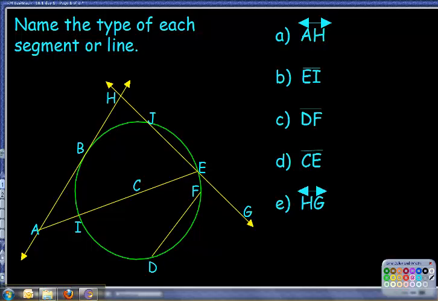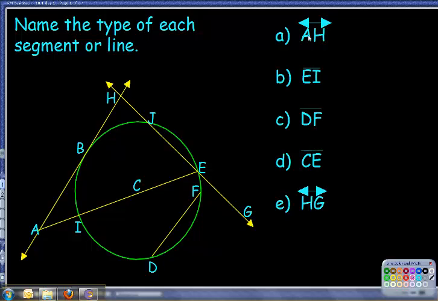Alright class, now that you have tried the examples on your own, we want to go ahead and talk about this together just to make sure you guys are comfortable before you come in the morning. The first example says name the type of each segment or line, and some of these are segments, some of them are lines, and that will help us narrow down what vocabulary term we're looking for as well.